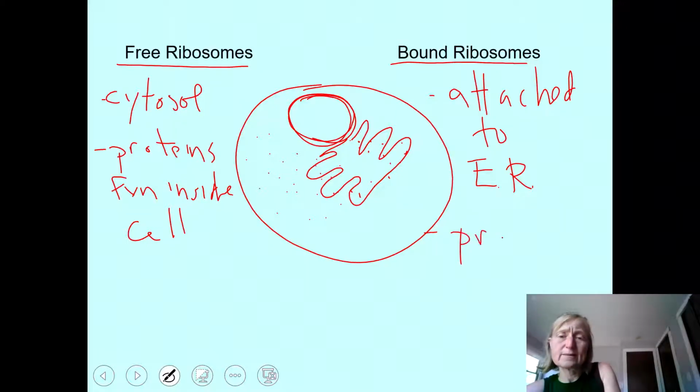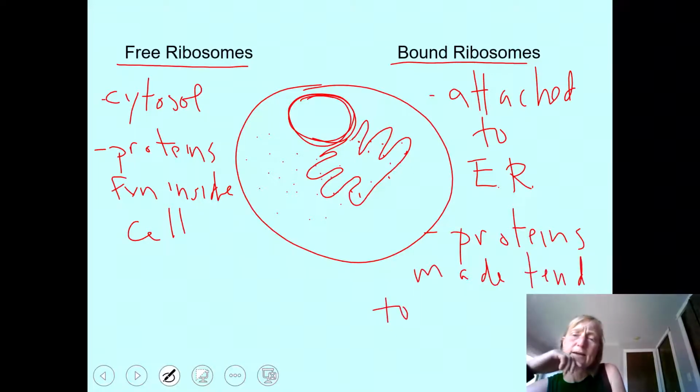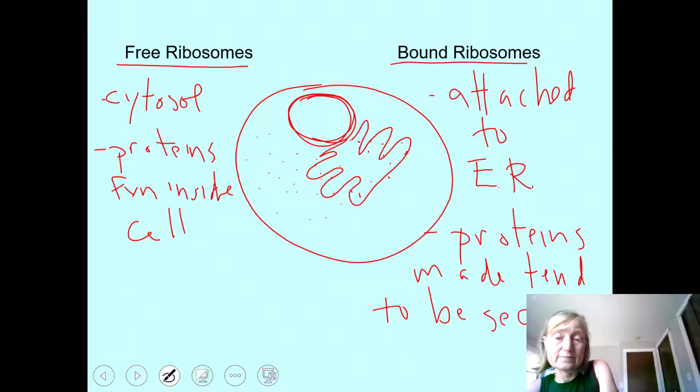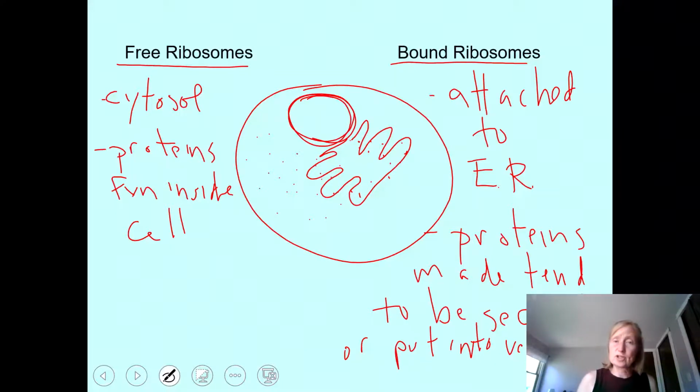Okay, so the proteins made by these ribosomes tend to be secreted by the cell or put into vesicles. So they tend to have different jobs, but both bound and free ribosomes are doing the job of translating RNA into proteins, of making the proteins.